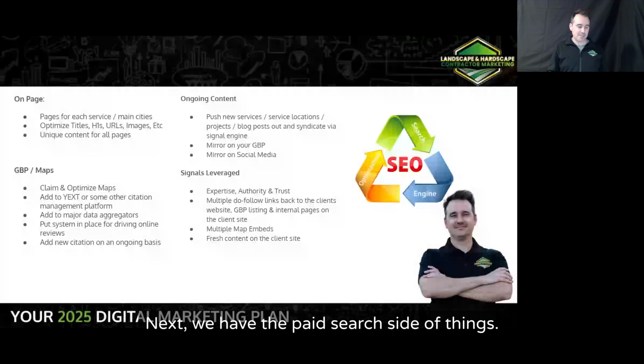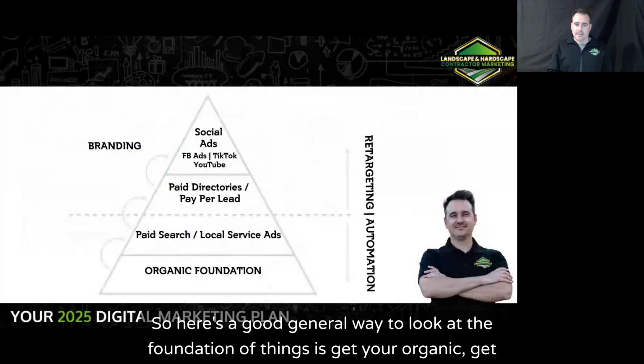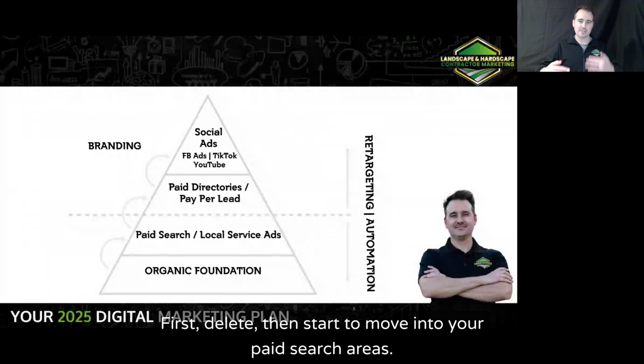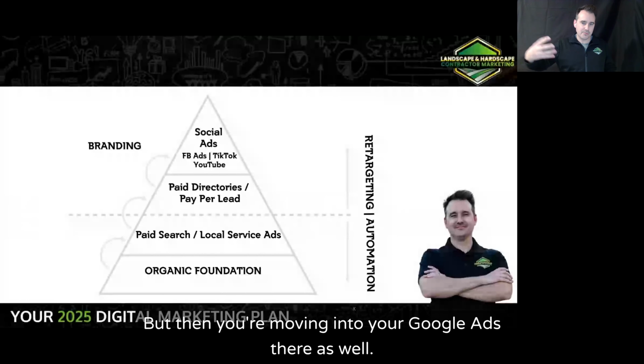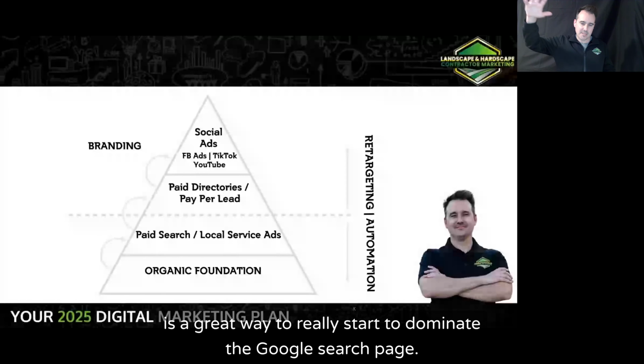Next, we have the paid search side of things. I talked about the Google Local Services ads just before. So here's a good, general way to look at the foundation of things: get your SEO in place, firstly, then start to move into your paid search areas. So local services ads, definitely a key part of that, but then you're moving into your Google ads there as well. That is a great way to really start to dominate the Google search page.